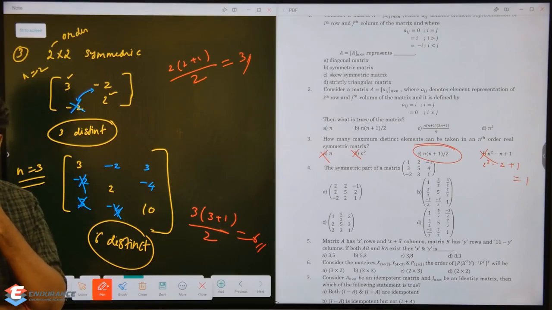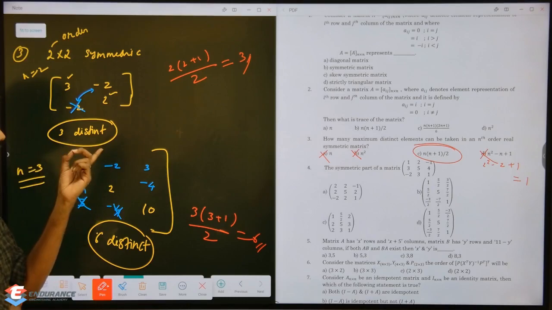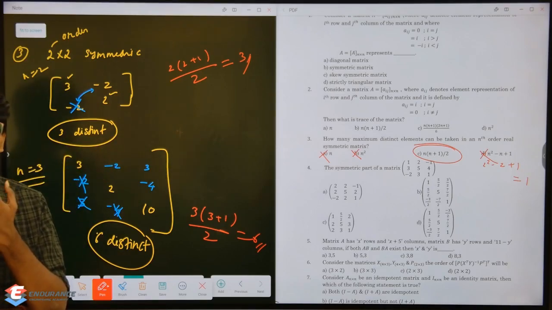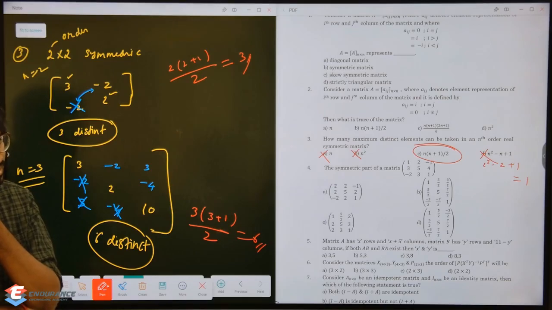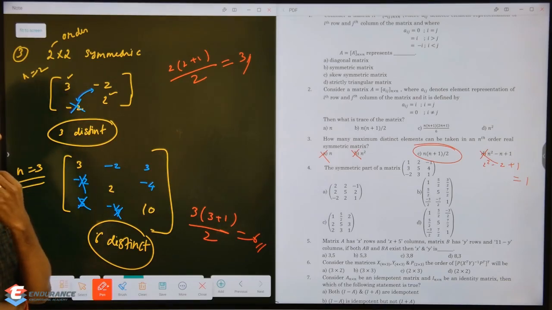Number of elements in the upper or lower triangular matrix. Half into... okay, you mean n into n plus 1 by 2. You are not considering 0 there. 0 is also an element. The number of non-zero elements should be the same. N into n plus 1 by 2. Distinct. Ah, n into n plus 1 by 2.